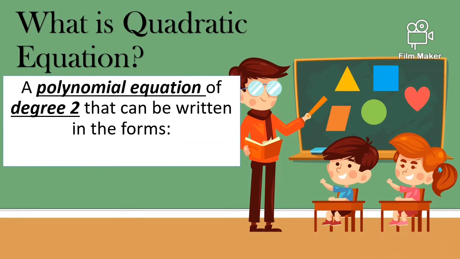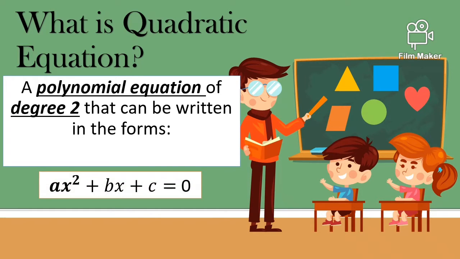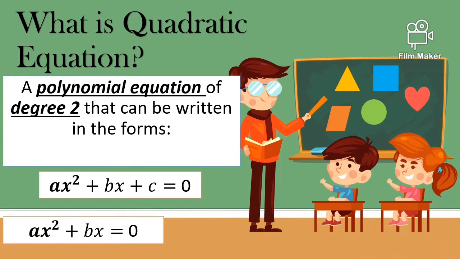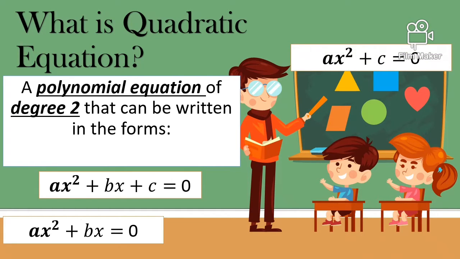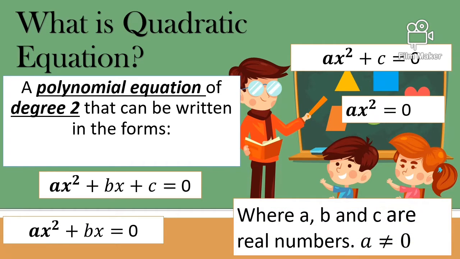A quadratic equation is defined as a polynomial equation of degree 2 that can be written in the following forms: ax squared plus bx plus c equals 0, ax squared plus bx equals 0, ax squared plus c equals 0, ax squared equals 0, where a, b, and c are real numbers and a is not equal to 0. The encircled terms determine that the equation is quadratic.